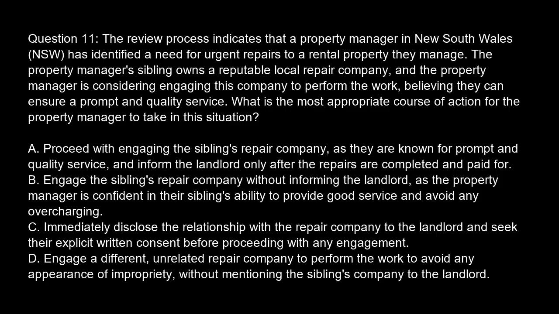Option B. Engage the siblings' repair company without informing the landlord, as the property manager is confident in their siblings' ability to provide good service and avoid any overcharging. Option C. Immediately disclose the relationship with the repair company to the landlord and seek their explicit written consent before proceeding with any engagement. Option D. Engage a different, unrelated repair company to perform the work to avoid any appearance of impropriety without mentioning the siblings' company to the landlord.